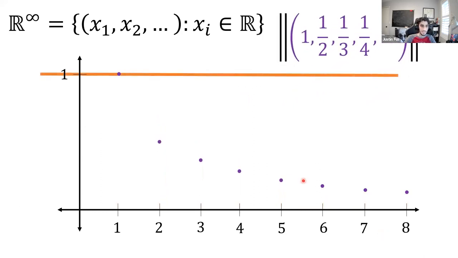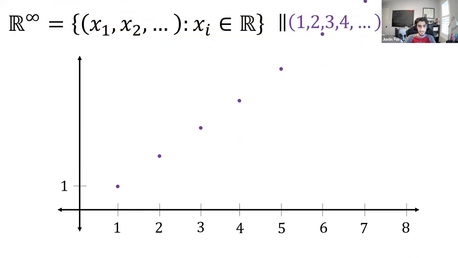Another alternative is to try defining the norm to be the absolute furthest distance any of these purple points get from the n-axis, or the horizontal axis. So here, we can define the norm of this 1 over n sequence to be just 1, because that's the furthest distance any of these purple points get to the horizontal axis. And again, there's a bit of a problem, namely with any sequence that is unbounded. How do we measure how big this sequence is? There's no upper bound for how far any of these purple points get, so we're also at an impasse here.